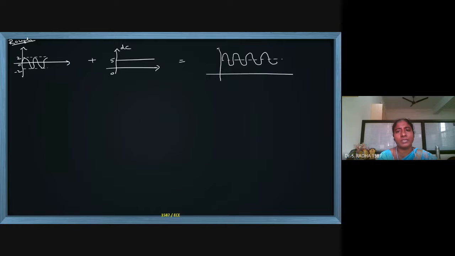Okay, after addition, the resultant signal: this is 5. 5 plus 2 is 7, and 5 minus 2 is 3. The same sine wave will jump to another height.